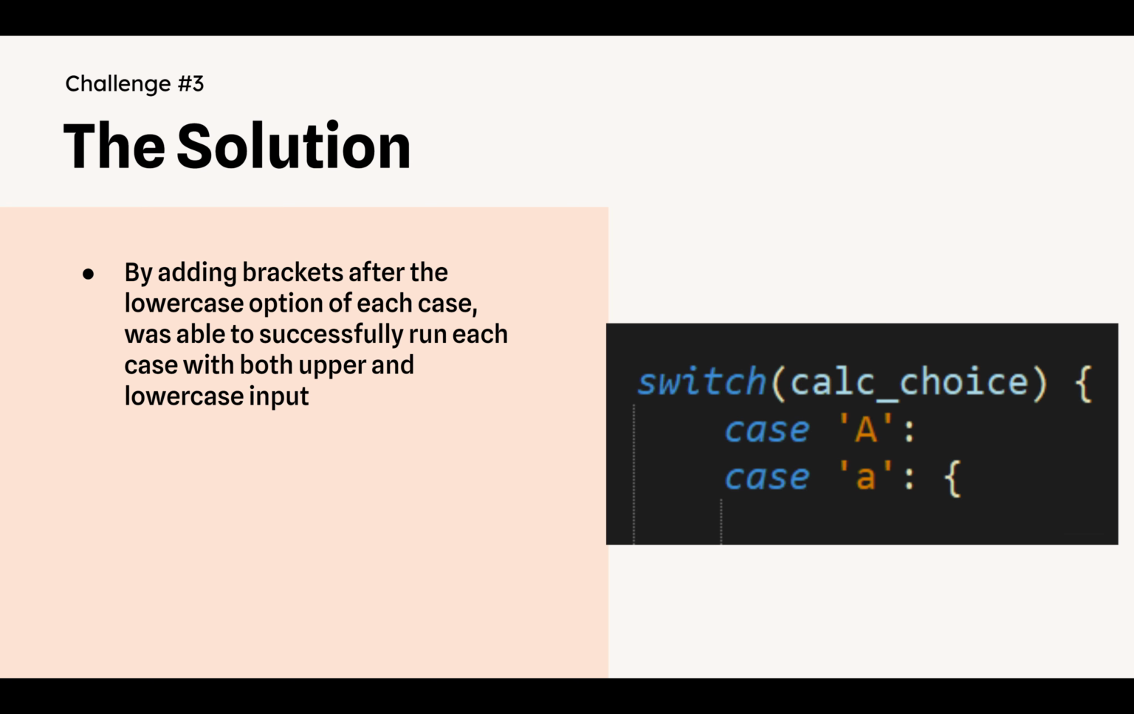The solution I found was to add brackets after the lowercase operation in each case, and I was able to successfully run each case with both the upper and lowercase input. This actually took a while to figure out. I was kind of messing around and trying to put brackets in different locations between the upper and lowercase case to figure it out, and this was the end result that made it function the smoothest.